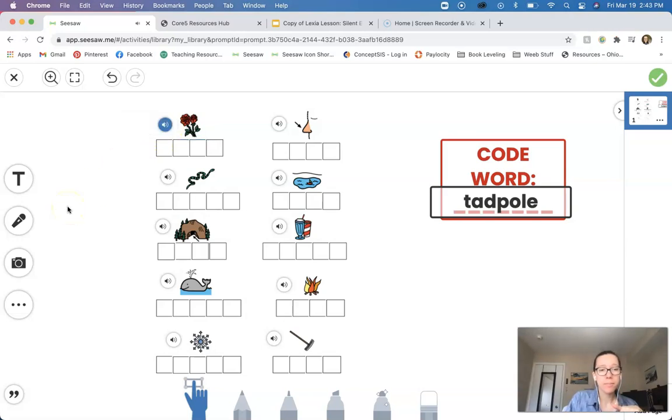Rose. That rose is very pretty. Rose. You'll be able to hear what the word is and hear it used in a sentence.